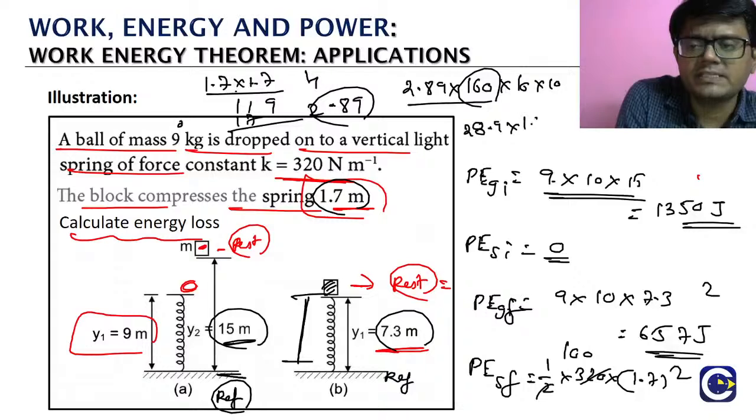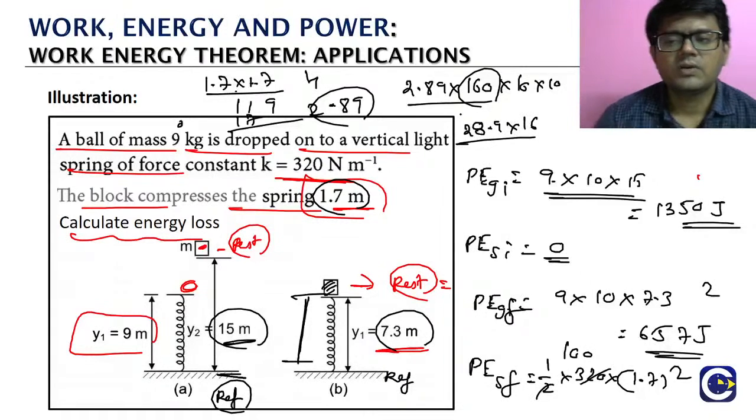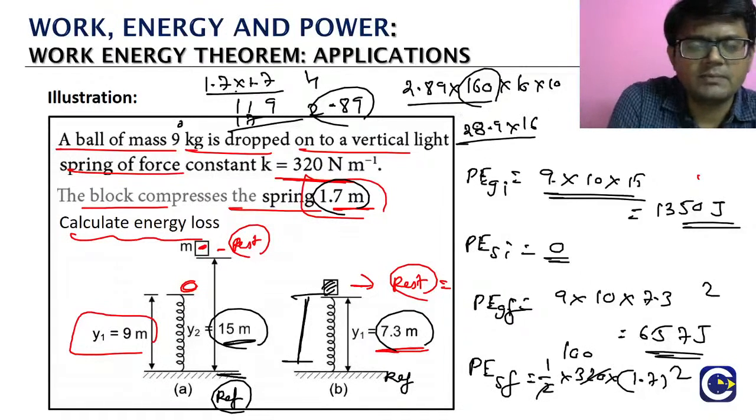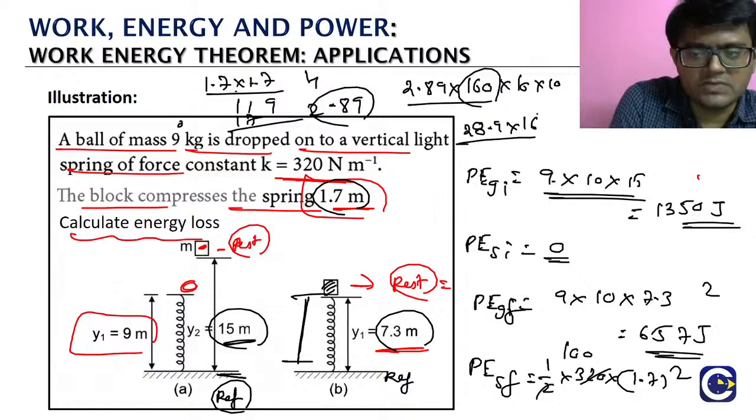28.9 into 16. இது நம்ம multiply பண்ணலாம். Multiply பண்ணா we'll get what? The final spring potential energy வரும்.